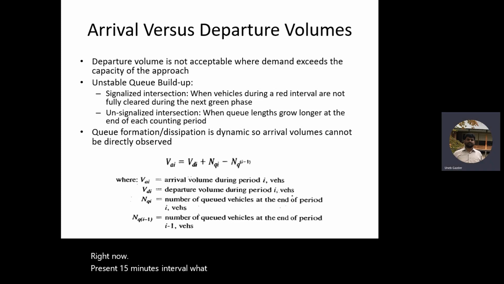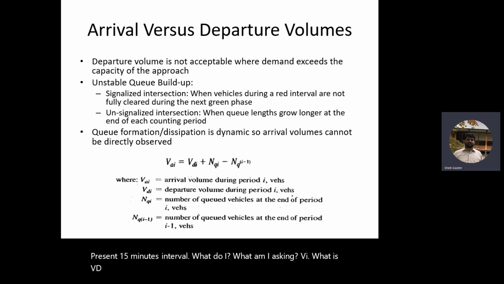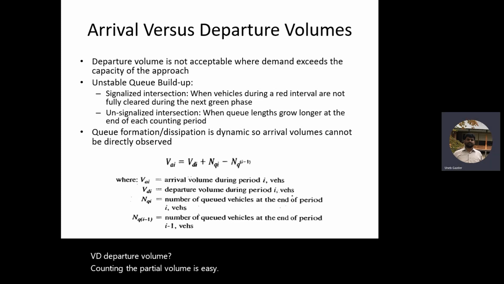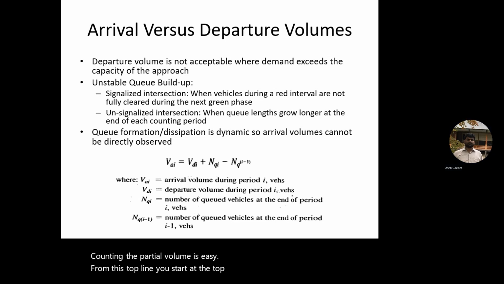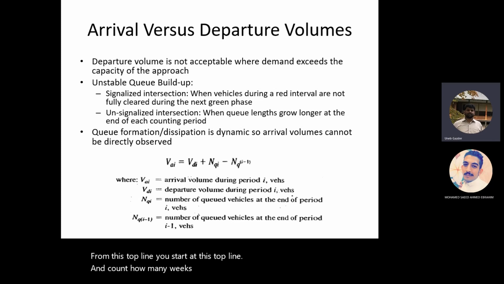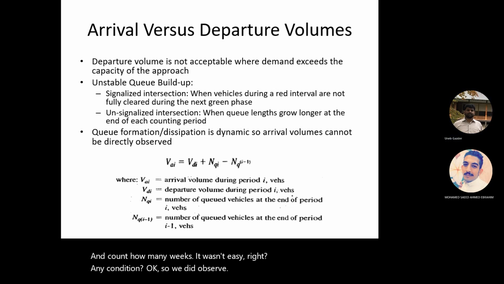What am I asking? VDI. What is VD? Departure volume. Counting departure volume is easy. From the stop line, you stand at the stop line and count how many vehicles are departing. Easy, right? You can do it in any condition. Okay, so VD is observed.